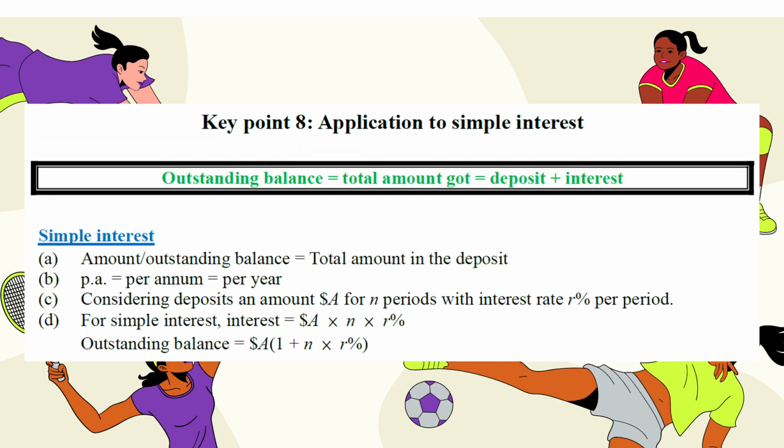So application to simple interest, there are two levels of application. One is very simple, one is more complicated. Outstanding balance is the term we use in the IBDP. Outstanding balance means the total amount you got. It means the deposit and the interest added together, all the money you got at the end. Per annum, per year. Maybe you can have per half annum or per quarter, be careful. Considering deposit amount A, for n periods with simple interest r, the interest is just multiplying them together, right? And then outstanding balance is just adding A to it.